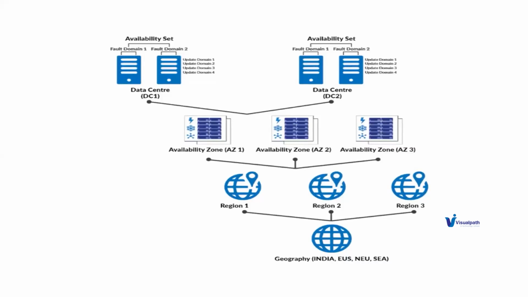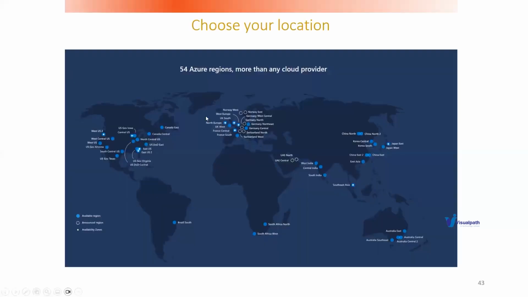So the first thing here is that at this point of time, Azure has 54 regions, more than any cloud provider. 54 regions. When you go to these 54 regions, we have South India, Central India, and then West India. And here you have something like Australia East, and then we have the US, South Africa, and all the other places where you have these regions present.